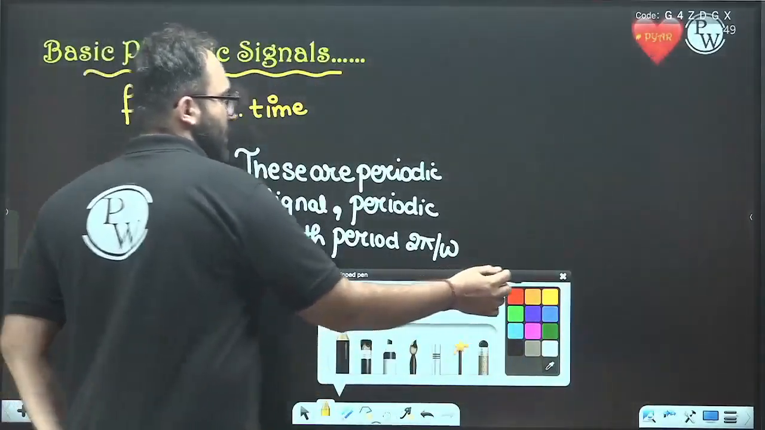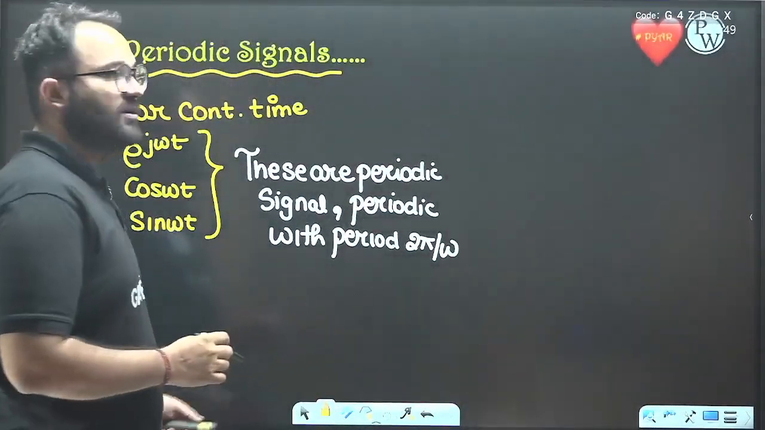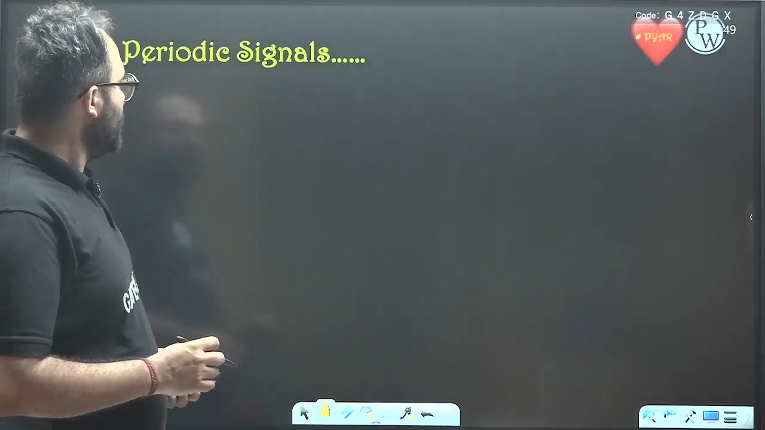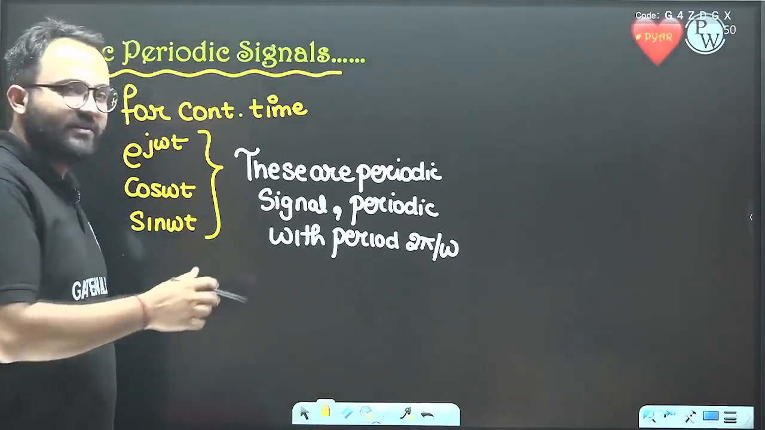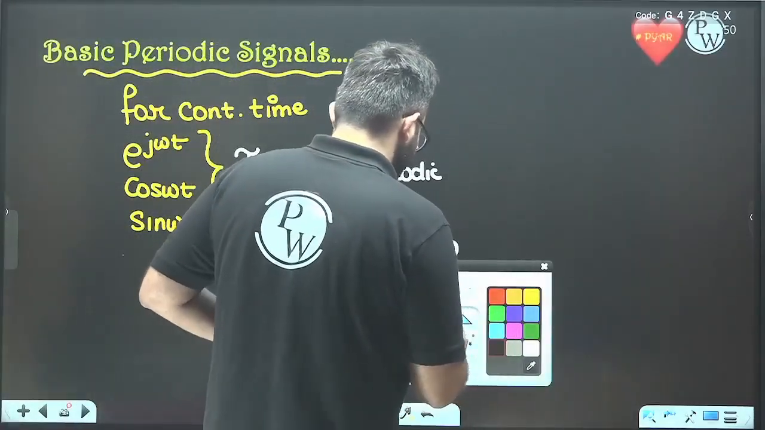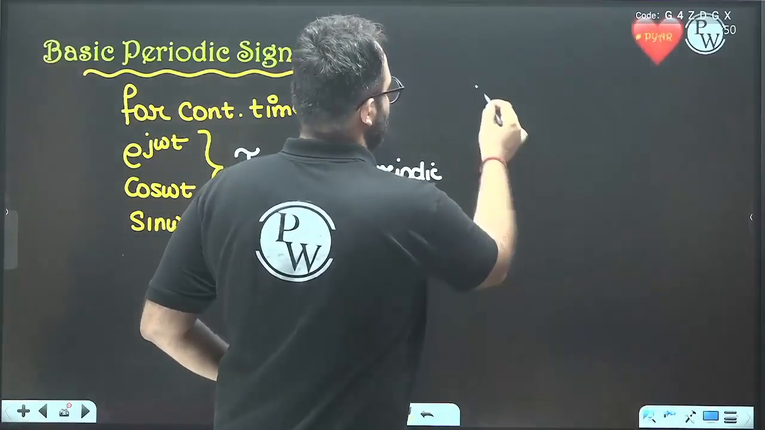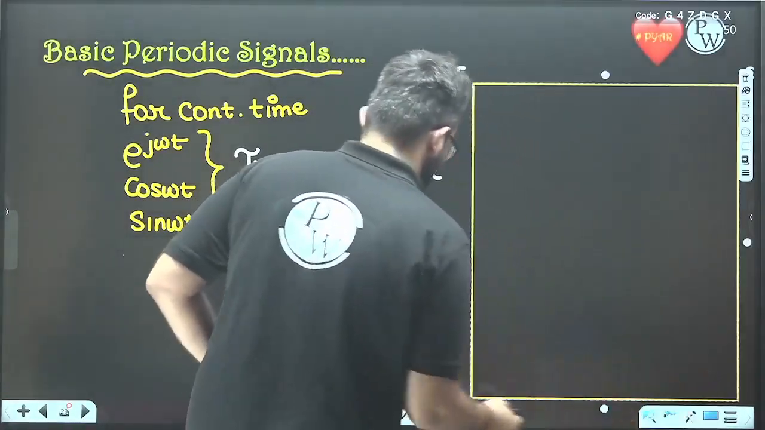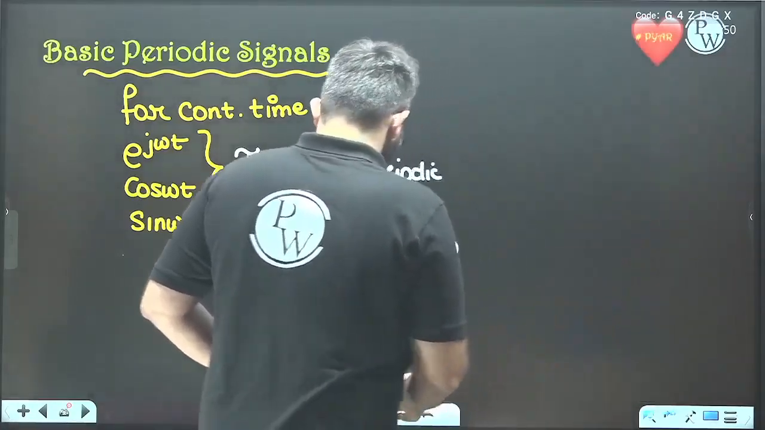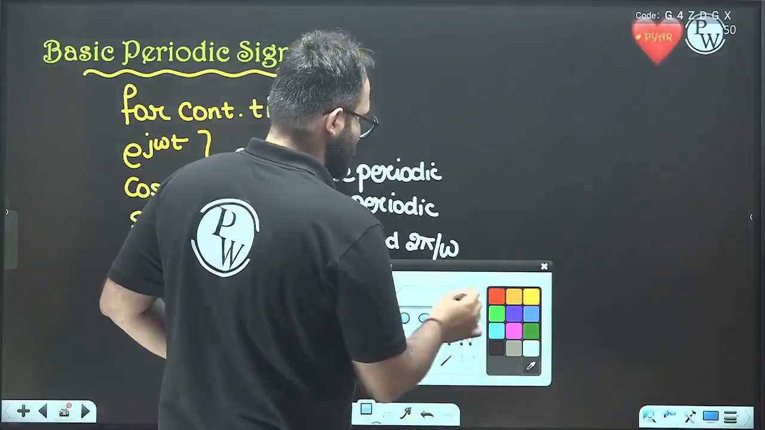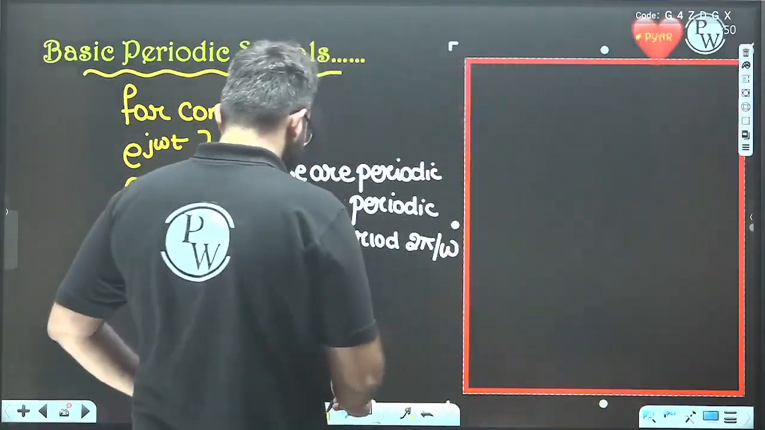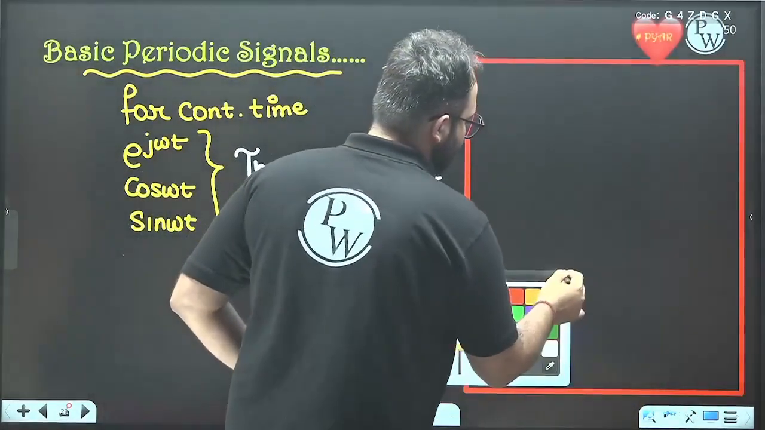Now we talk about the discrete time domain. Okay. Now how are we getting this period? I'll try to explain it with one example. So there is a very simple explanation for that.